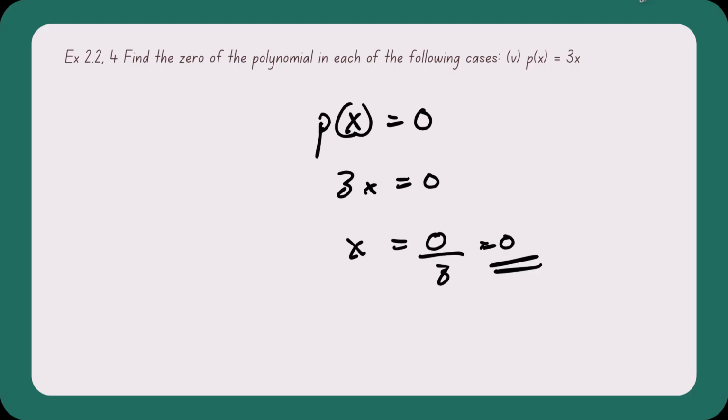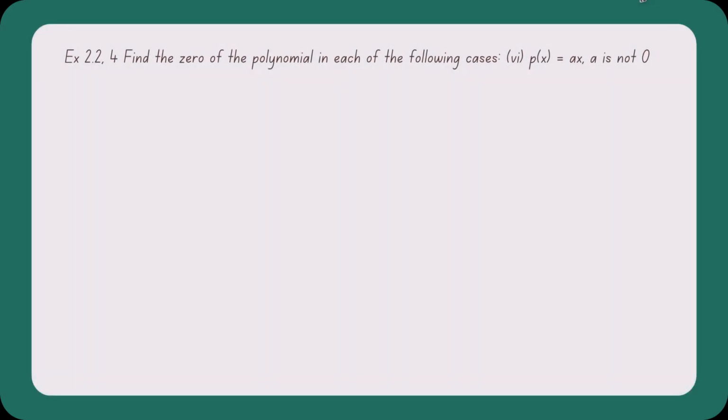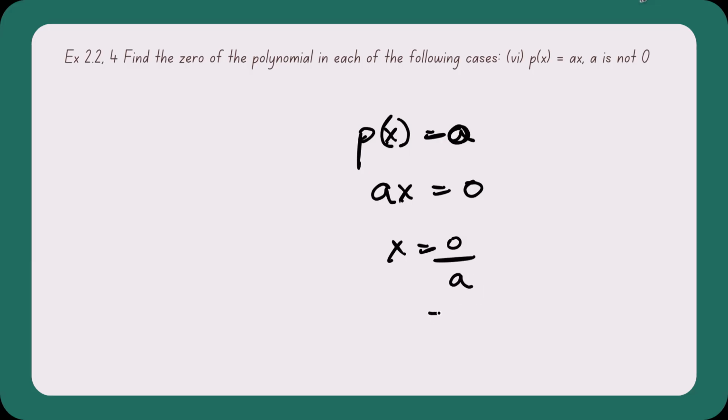Okay. Next one, we have p of x is equal to ax, where a is not 0. Okay. a is not 0. So we need to find the value. Same logic. Equate it to 0, right? Equate it to 0, find the value of x. So ax is equal to 0, x is equal to 0 by a. The same way we did 3x, the same logic, right? 0 by a, so x is equal to 0. So the 0 of the polynomial is 0.